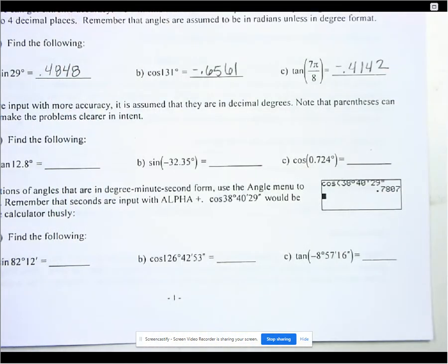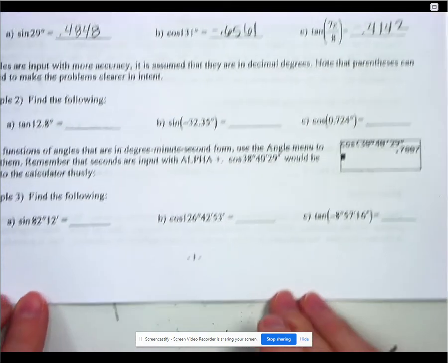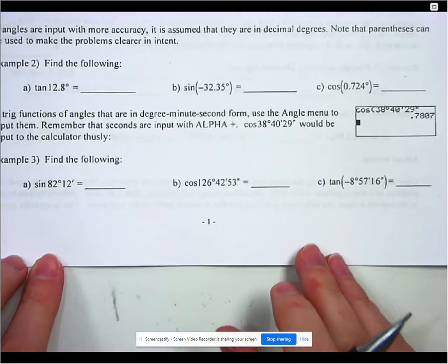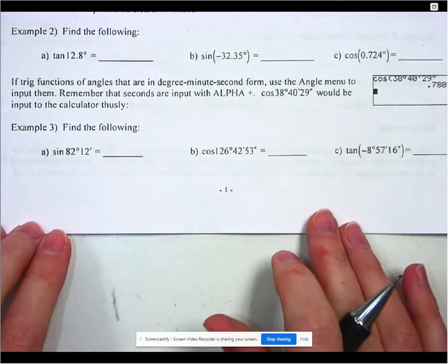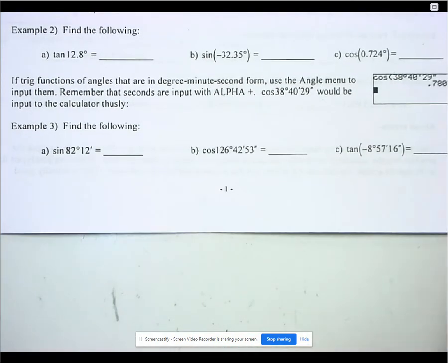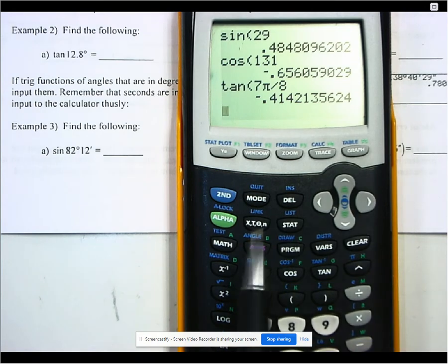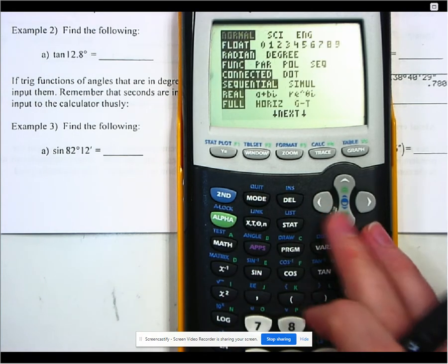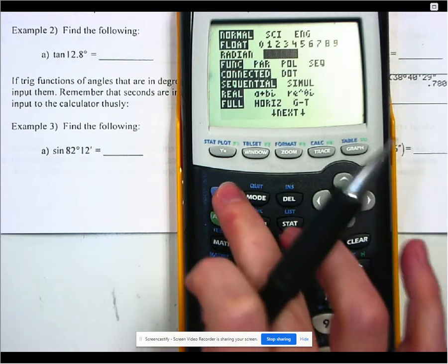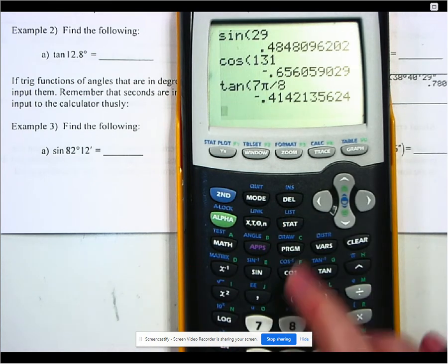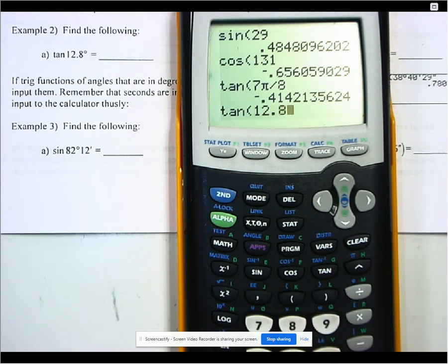The next ones are just as straightforward. We just have them as a decimal, but that doesn't really change much. But you do have to be really careful because we just did an angle that was in radians. So our calculator is in radians. So let's make sure we changed it back to degrees. And then we just type it in like it looks.